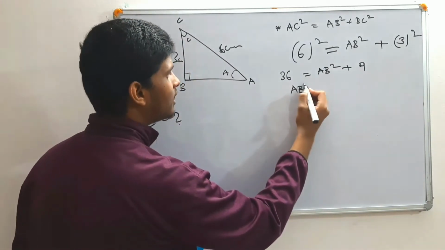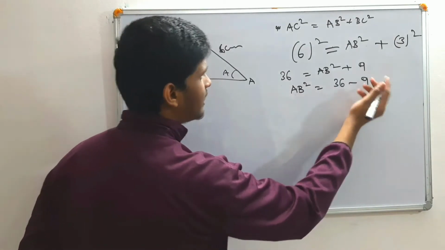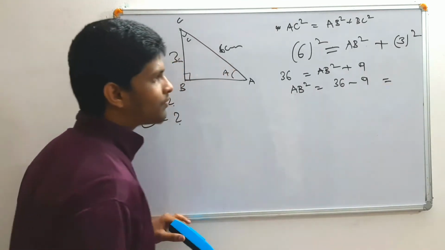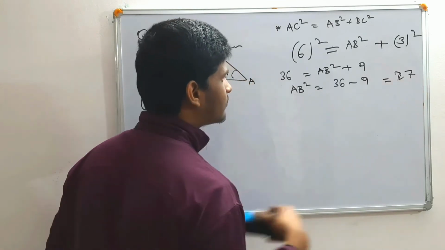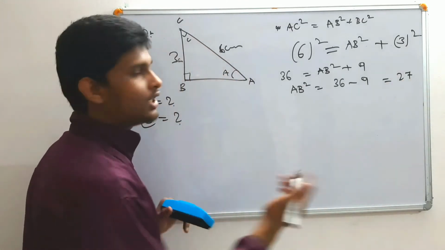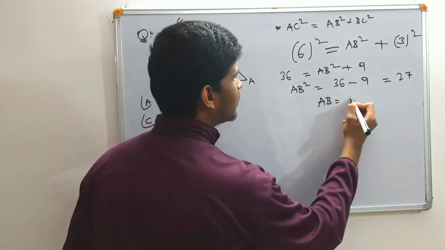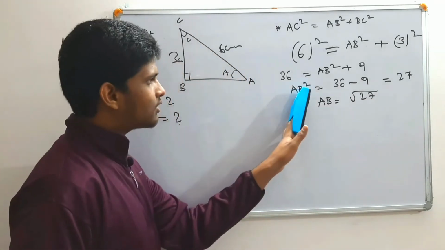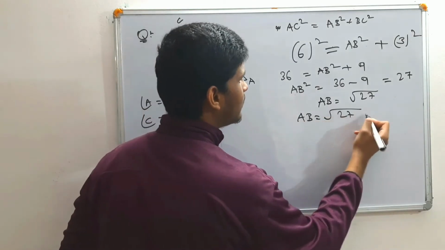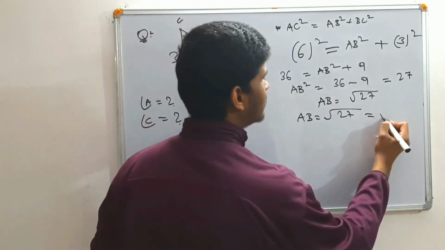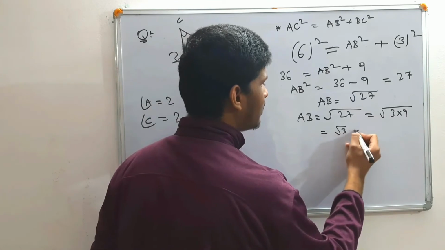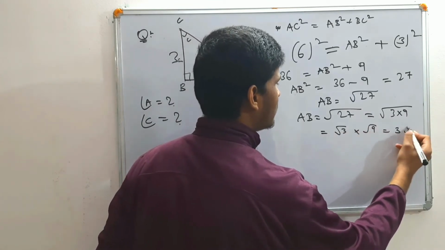And from this we can get that AB square is equal to 36 minus 9. We send that 9 from RHS to LHS, we get 36 minus 9, which is equal to 27. So AB will become root of 27, as the square of AB goes that side, it becomes square root, and we can write root of 27 as root of 3 into 9. 3 nines are 27, so you can write like that, and then it becomes root 3 into root 9. Root 9 is nothing but 3, so 3 root 3.